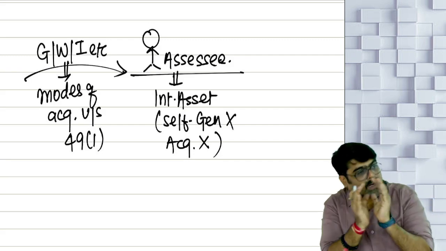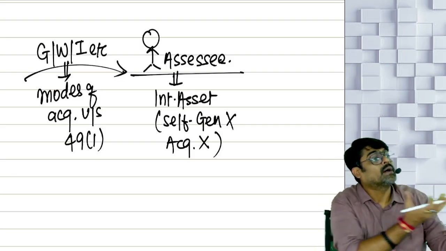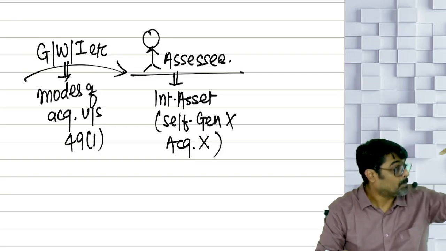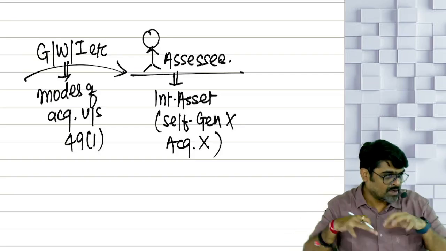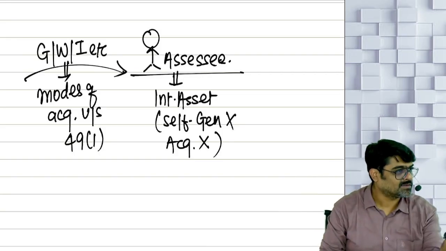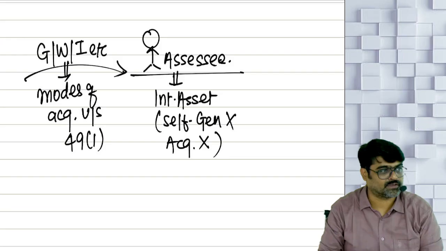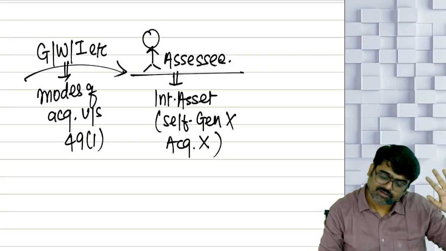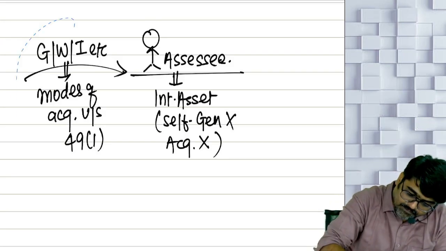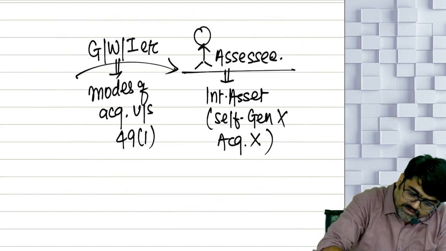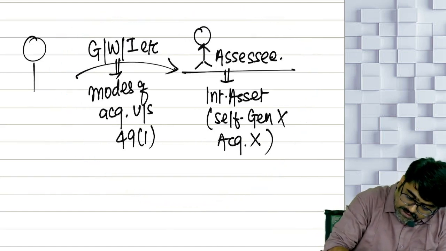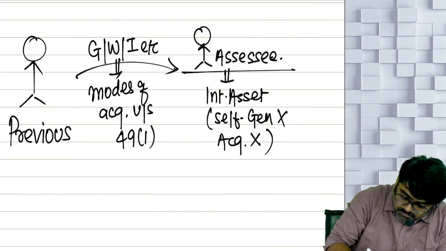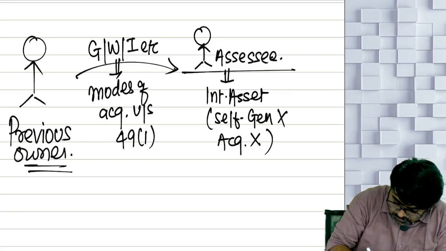The assessee has that asset acquired from someone else. Meaning there was some other owner prior to this owner. You are the owner right now, but prior to this, someone else was the owner of the asset. Who was that someone else? The previous owner. So can I say the assessee has acquired the asset from any other person, who was the previous owner?